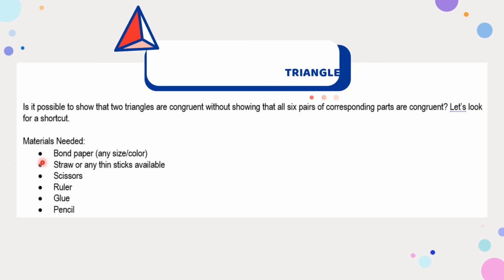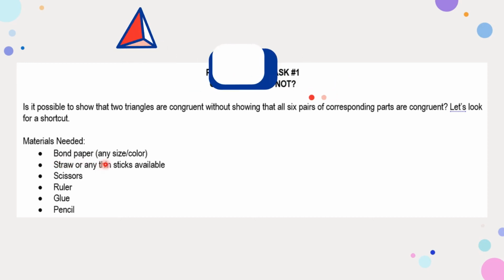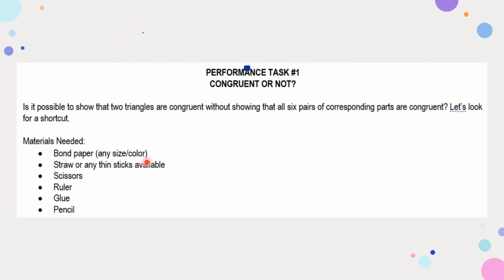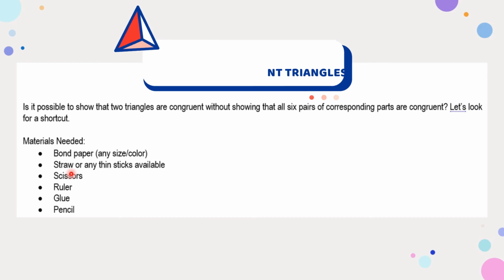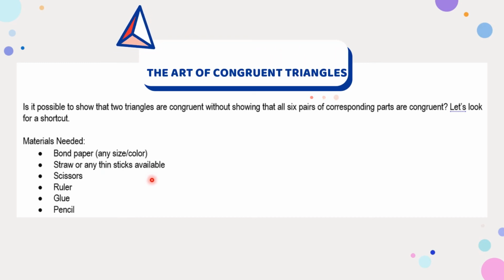Okay, so what are the materials needed? Ito po yung mga materials na kakailanganin. You have bond paper, kahit anong size, short, long, A4, kahit anong kulay. Okay? Next, straw. Yung straw na ginagamit pang sip, panghigop. Or, kahit ano pang thin sticks na available. Kahit sanga ng puno ng mangga.